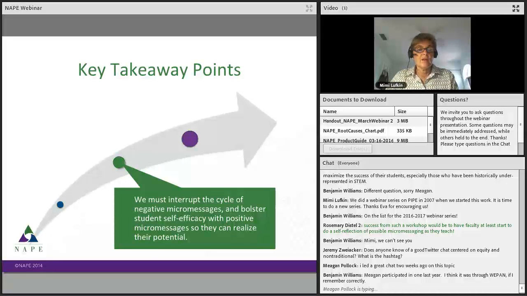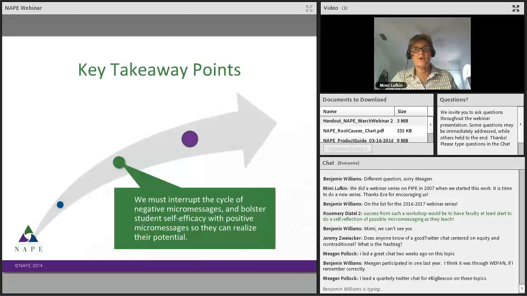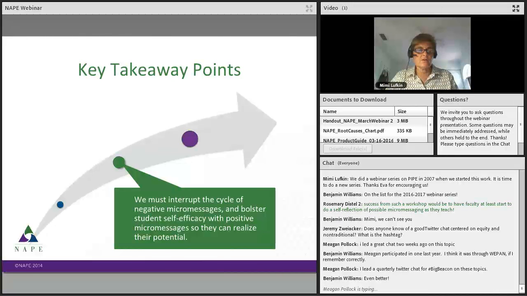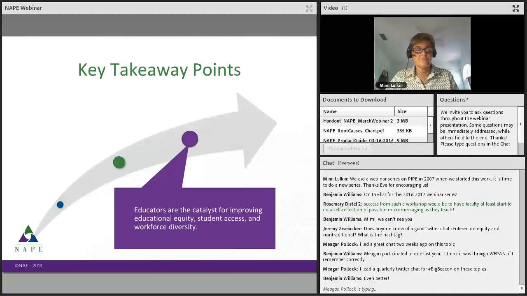So again, we have to understand our own implicit biases and how those biases are expressed in micromessages, and how those micromessages affect student self-efficacy is a critical part of the culture wheel.